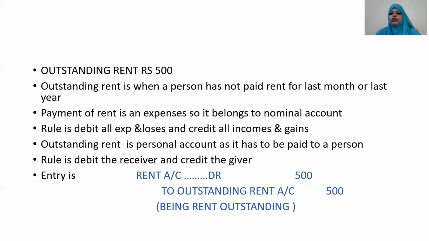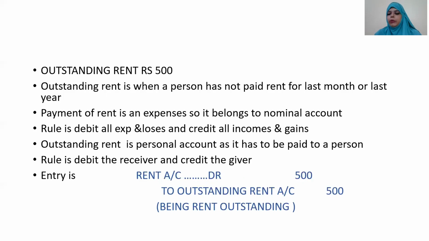Okay. Outstanding rent is when a person has not paid the rent for the last month or the last year. Outstanding means you are due for paying a rent for last month or last year. So payment of rent is an expense, so it belongs to nominal account. Obviously, receiving a rent is an income, so payment of rent is an expense. So the rule is debit all expenses and losses and credit all incomes and gains.